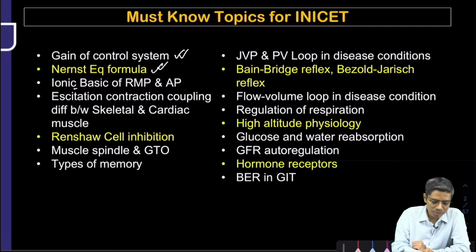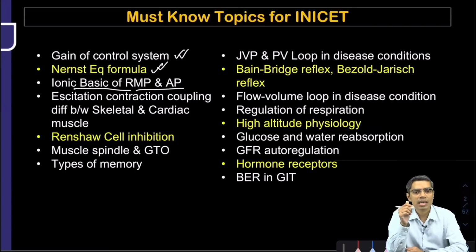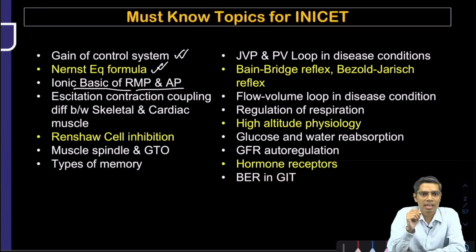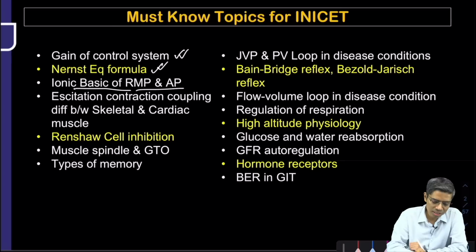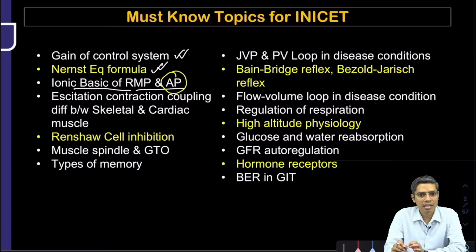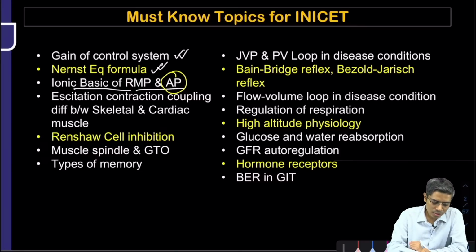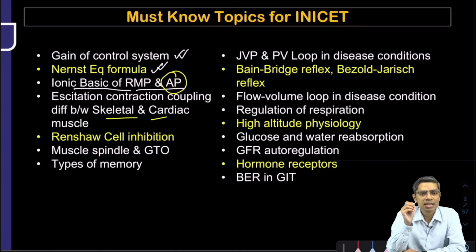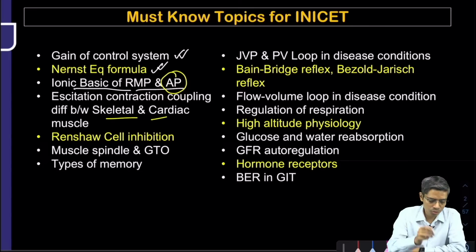The third topic is the ionic basis of RMP and action potential. You have to know what is the most important ion for RMP, what are the different ion channels responsible for action potential generation, and what are the different phases of action potential. This is the bare minimum that you must read, right. Next topic is excitation contraction coupling. Here the most important thing to learn is the coupling between the DHPR and RYR receptor. That is one of the important topics that INI-CET has been targeting in recent years, so you have to read and understand this topic, right.